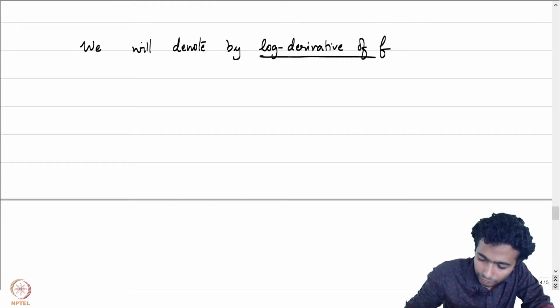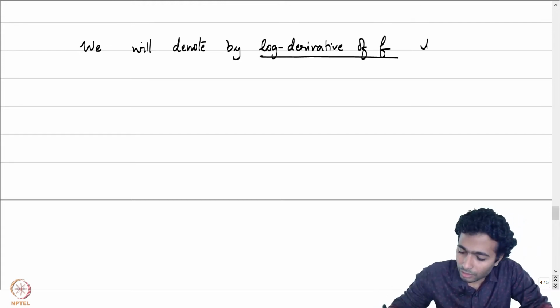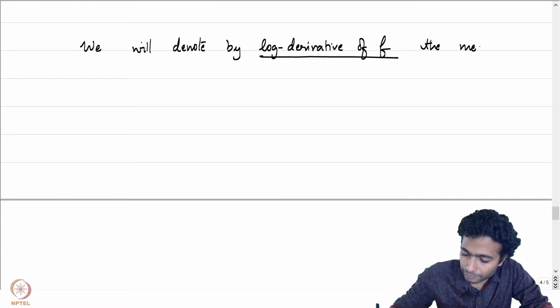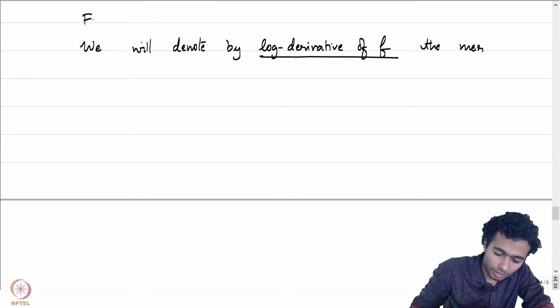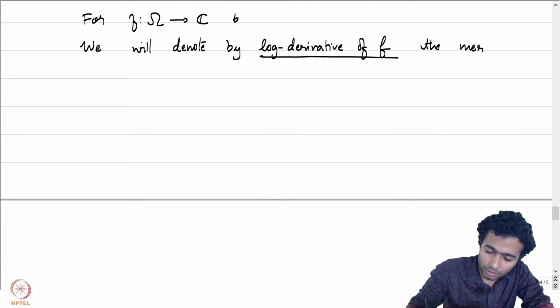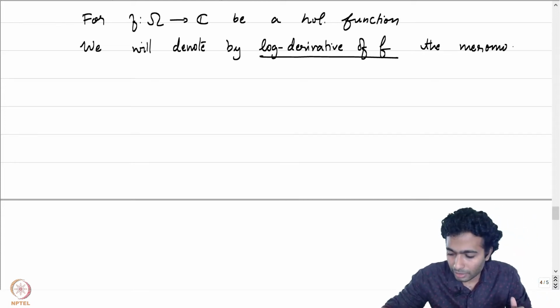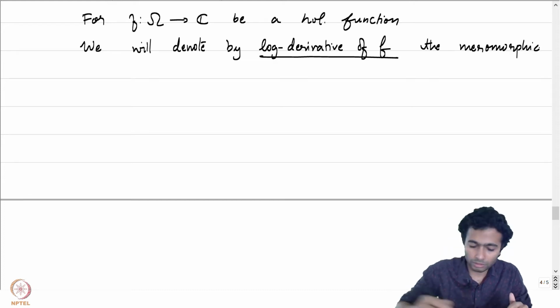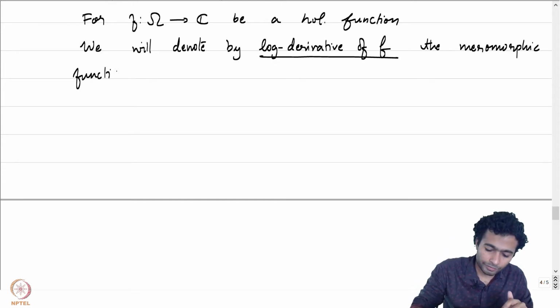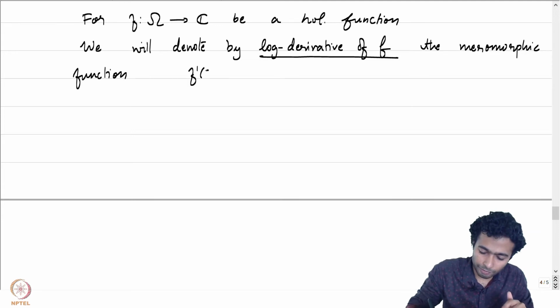This is the formal definition that we are defining, the meromorphic function. So, this is for f on omega a holomorphic function, and the log derivative of f on omega is going to be a meromorphic function, and that is nothing but f prime of z by f of z.